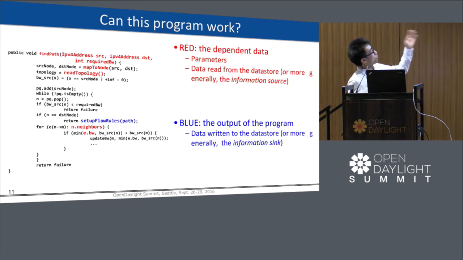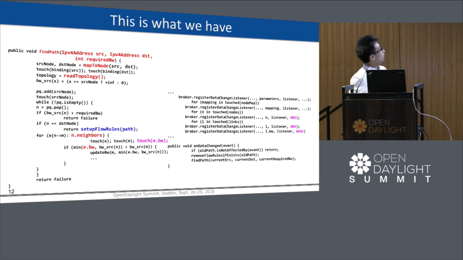So let's go back to where we start. Here is when we start to write the program, everything just looks more simple, and we have these red to indicate the inputs and the blue to represent output. And here's what we have after we add all these features to make it consistent and also efficient.